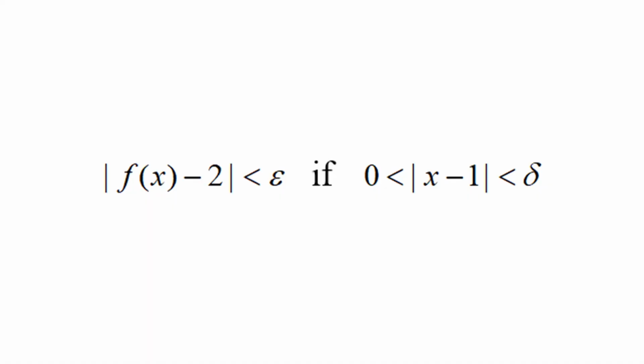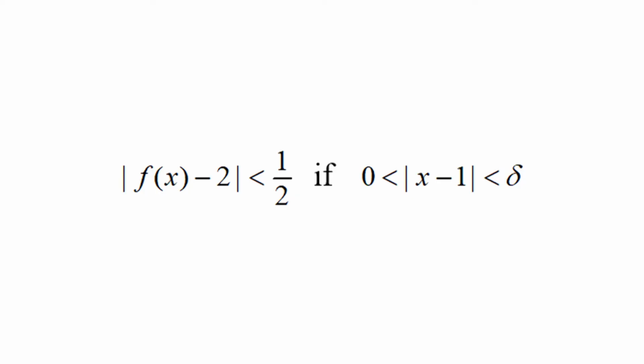The difficult job for player B is to provide an appropriate epsilon greater than 0 such that player A cannot give delta greater than 0 such that |f(x) - 2| < epsilon if 0 < |x - 1| < delta. Suppose player B provides epsilon equal to 1/2. We show that it is not possible for player A to give a delta greater than 0 that satisfies the following condition: |f(x) - 2| < 1/2 if 0 < |x - 1| < delta.